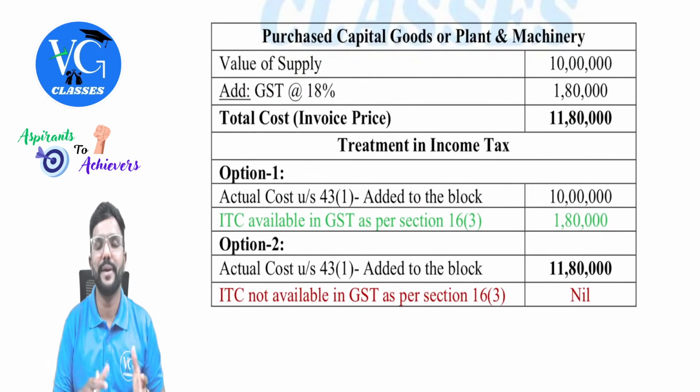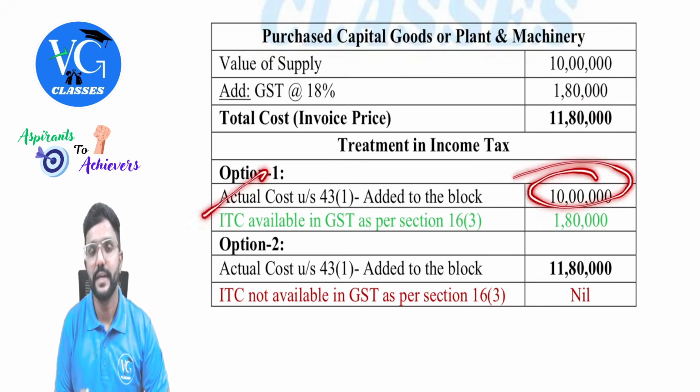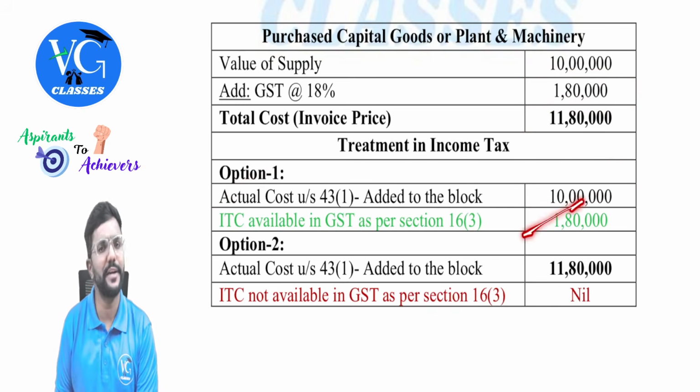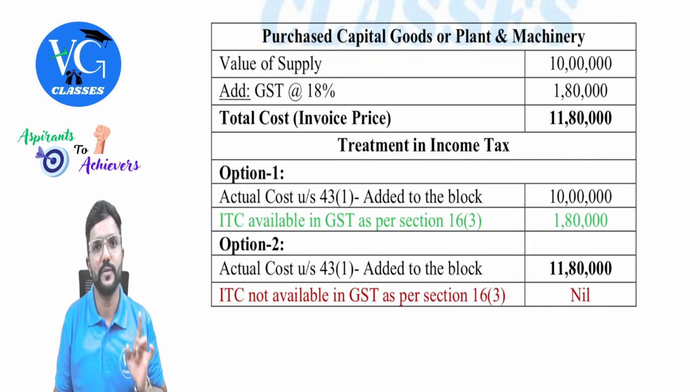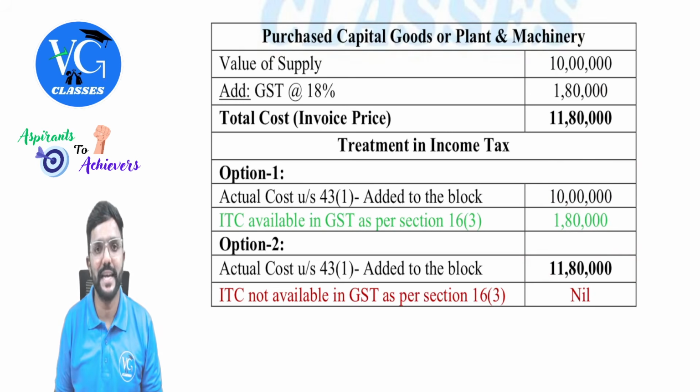Assume, guys, I have purchased capital goods or plant and machinery for 10 lakh plus GST on that at 18%, which is 1 lakh 80,000. So the total cost for me is 11 lakh 80,000. Now for income tax purposes, assume the actual cost we have taken is only 10 lakh. In that case, can I claim the credit of 1 lakh 80,000? Yes, I can claim the credit of 1 lakh 80,000 under GST. So for income tax purposes to claim depreciation, what is the actual cost? Only 10 lakh. Now assume in income tax, I have considered the actual cost as 11 lakh 80,000, which includes GST also. In that case, can I claim the credit? No, I cannot claim the credit.